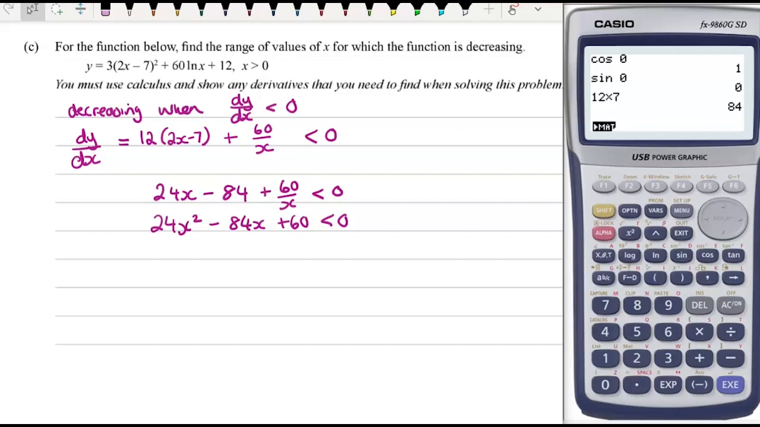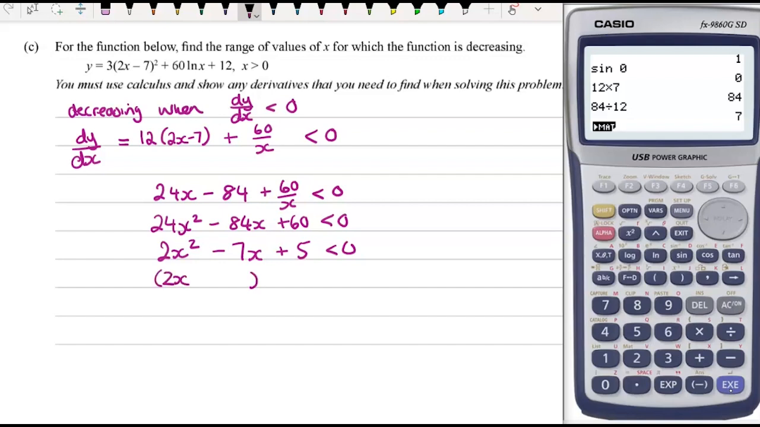Now we can divide everything through. The highest factor there, I think, is going to be 12. So if we divide everything through by 12, we've got 2x squared and then a minus 7x and a 5, like so. This one factorizes into 2x and x, and then that's going to be a minus 5 and a minus 1. Now think about your critical values for working out when that's below 0.